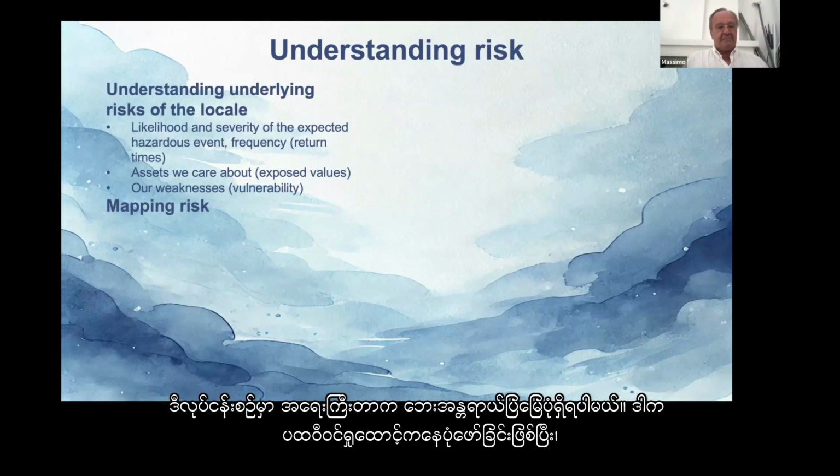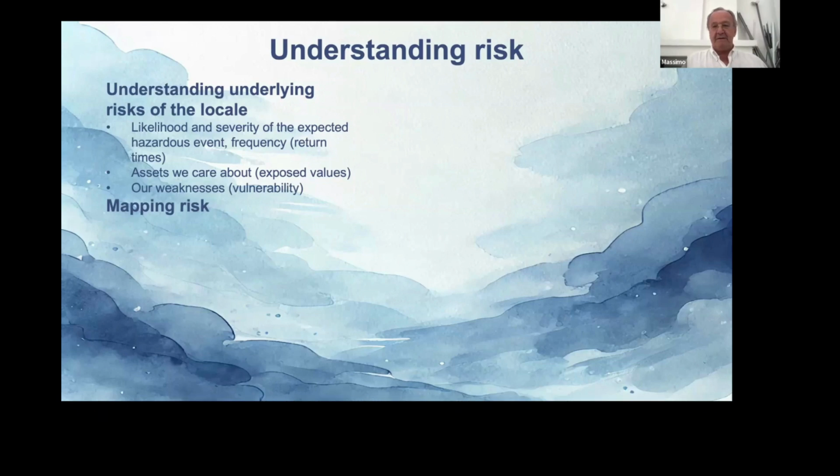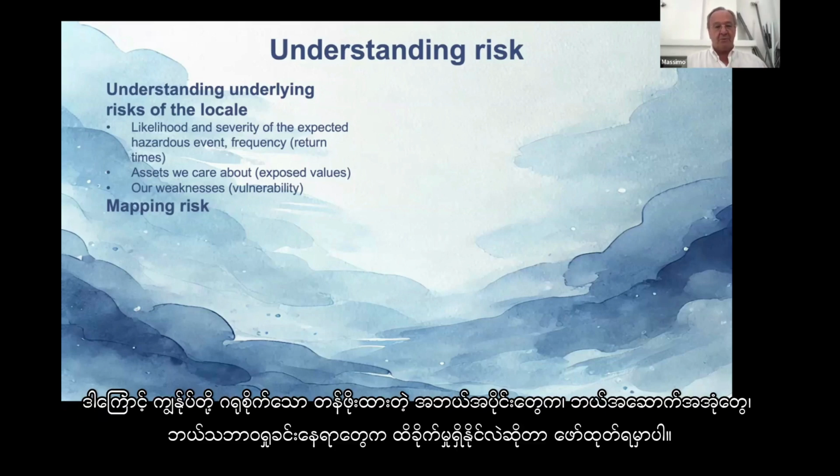And critical in this operation is mapping risk. That means mapping geographically which parts of the landscape are more vulnerable than others, and mapping in reference to the values themselves. So what part of the values that we care about, monuments, landscape, are potentially impacted.